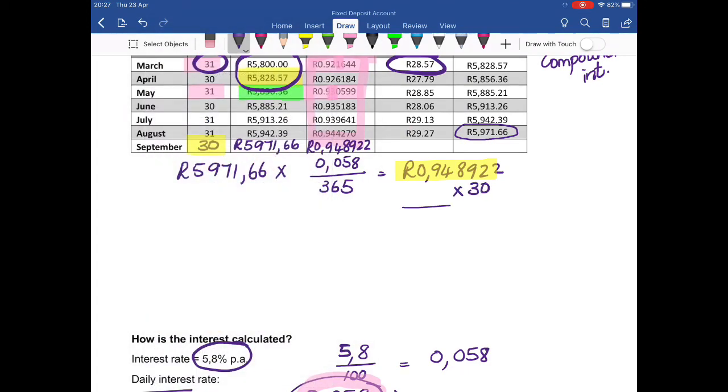So multiplied by 30, the value I get there will be 28 Rand and 47 cents. So over here, I will get 28 Rand and 47 cents. If I add that value and this value, my closing balance is going to be 6,000 Rand and 13 cents. So that's another way of applying compound interest on a monthly basis.